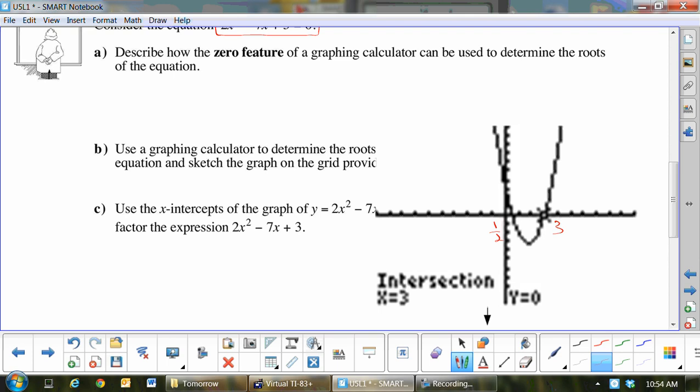Now, obviously, I know what the equation was. I put it into my calculator. But this actually does the factoring for you. Okay? So, I'm just going to write down 2 statements. X equals 1/2 and X equals 3. Are those fair statements to make?